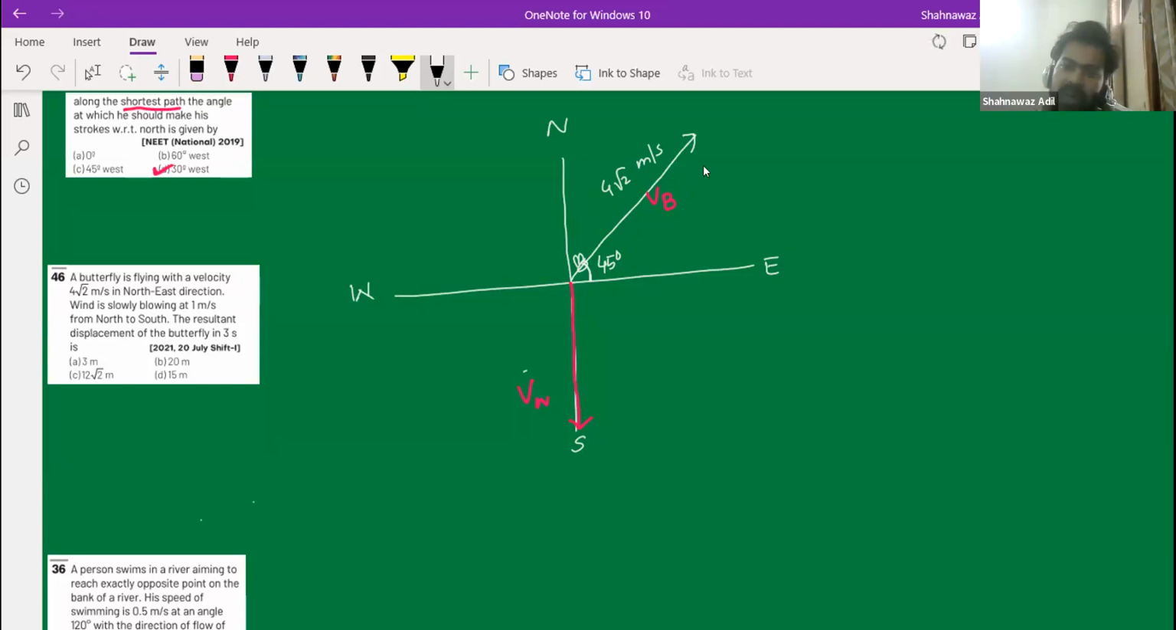So what should we do? How can we find the resultant of these two things? What is the idea that we have to use in this question? Any clue? Remember, these are constant velocities, so we have to find only the distance, right?